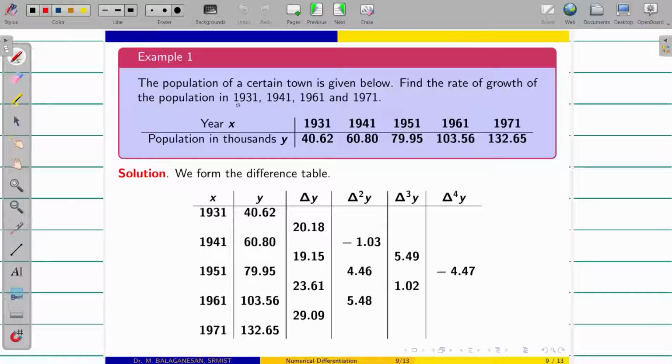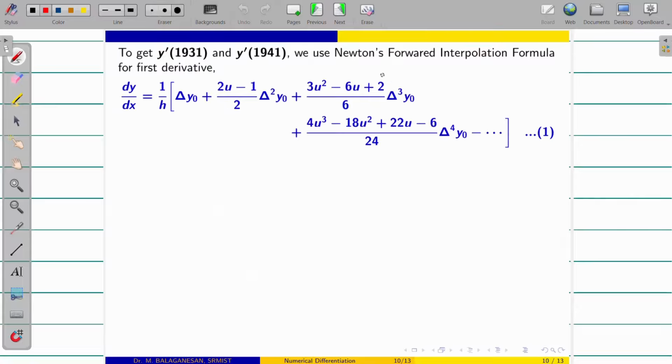Now we have to find the rate of growth of population, I mean dy by dx, at 1931 and 1941. For that, we are going to use the forward interpolation formula. For 1961 and 71, we are going to use the backward interpolation formula because it's after the middle level, right? Newton's forward interpolation formula for the first derivative. Only the first derivative we are going to find here, the rate of growth of population. dy, y is population size, x is year. So with respect to year, what is the change of the population? That's what they asked, the rate of growth of population, right?